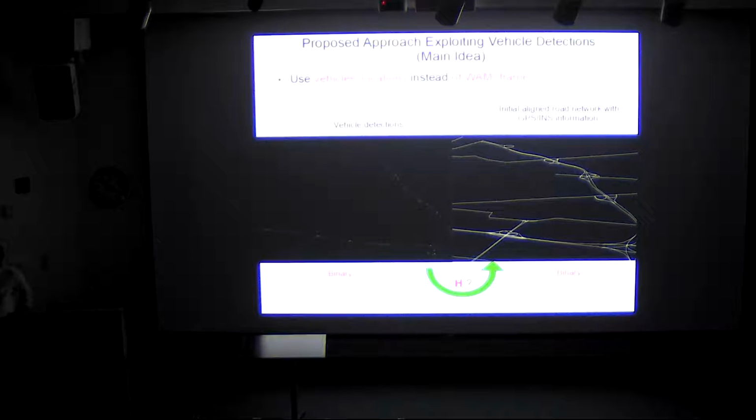To help us, we can also use the initial alignment, which is already available with the metadata for the wide area motion imagery. So the wide area motion imagery typically includes GPS and INS information, which gets you in the right ballpark over here. So our goal is to try and estimate a homography to go from here to here.